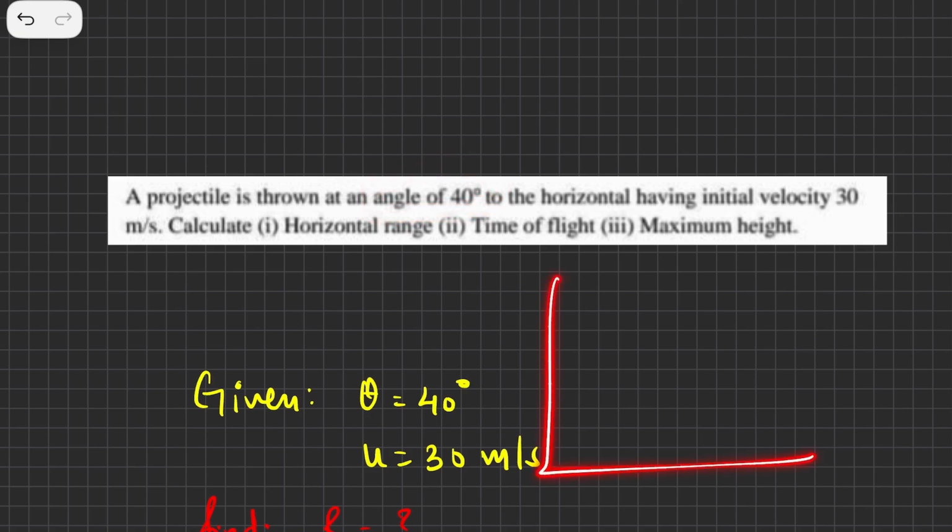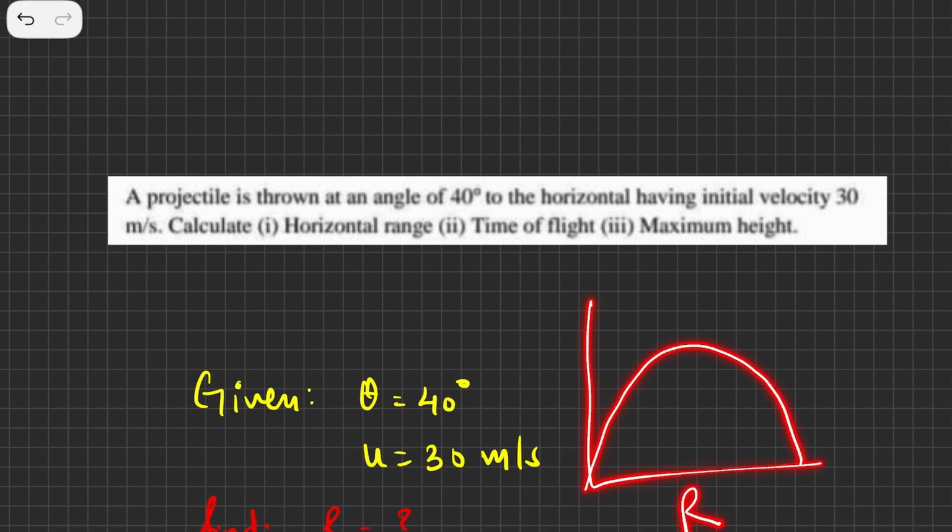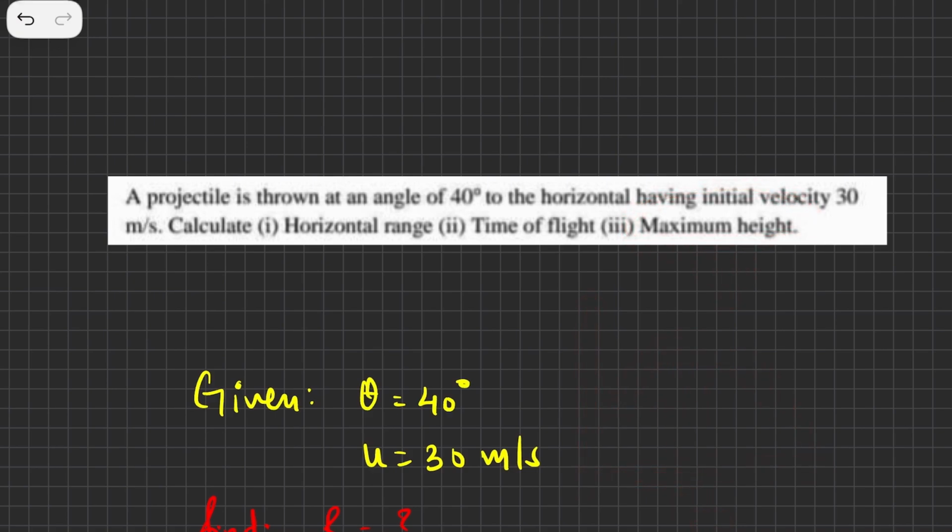So if this is my projectile, they have given that the angle of projectile is 40 degrees and the initial velocity is 30 meters per second. And they have asked us to find out the horizontal range. So where is it going to fall, the horizontal range. They have also asked what is the time of flight, so that is the time required to go from the initial to the final point, and the maximum height, that is this h. So these three things are asked.